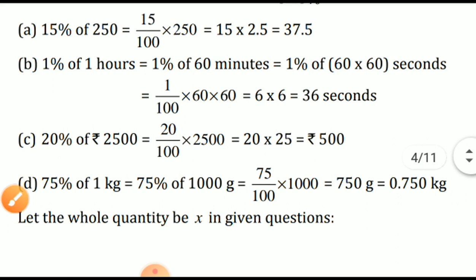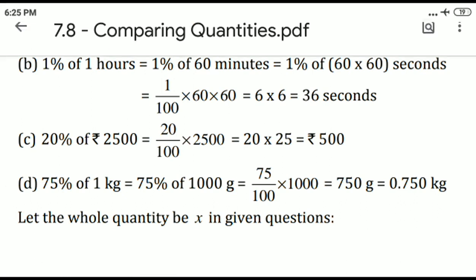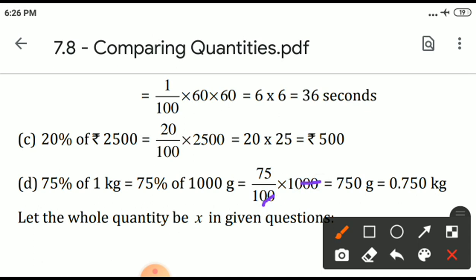D. 75 percent of 1 kg. 1 kg is equal to 1000 gram. Good. Okay. Now 75 upon 100 multiplied by 1000. So 75 multiplied by 10 will give you 750 gram. In place of that, you can write 0.750 kilogram. Here is the kilogram, here is the gram.